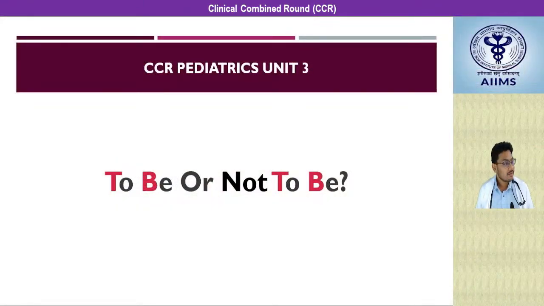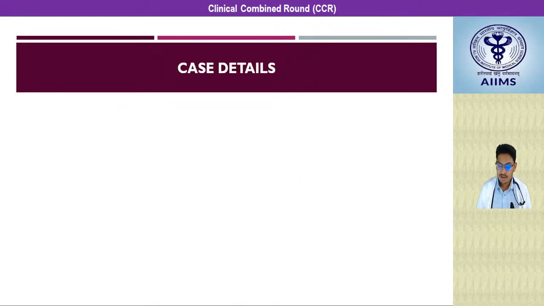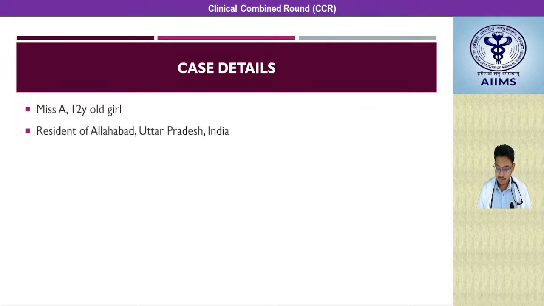Good morning, good afternoon, everyone. We'll be presenting this case on to be or not to be. That is the question that we'll be addressing with this case. The index case is of Miss A, a 12-year-old girl, a resident of Allahabad in UP. The informant for the history was the mother and the history was reliable.